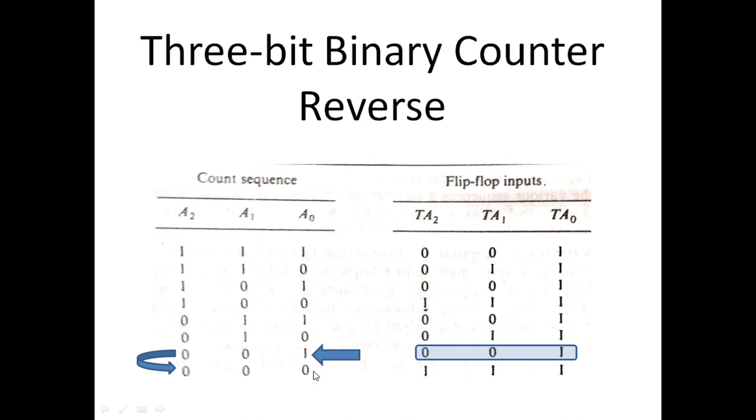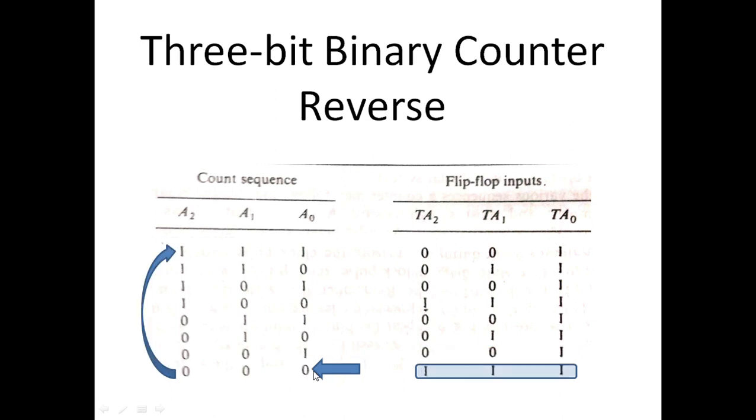Now when we are here and we want to start again at 1, 1, 1, then we have to toggle the state of flip-flop 0 because we have to convert 0 to 1. We have to toggle the state of flip-flop 1. We have to toggle the state of flip-flop 2, and that would require to provide 1, 1, 1 at these 3 inputs on the flip-flops. So this is the excitation table.